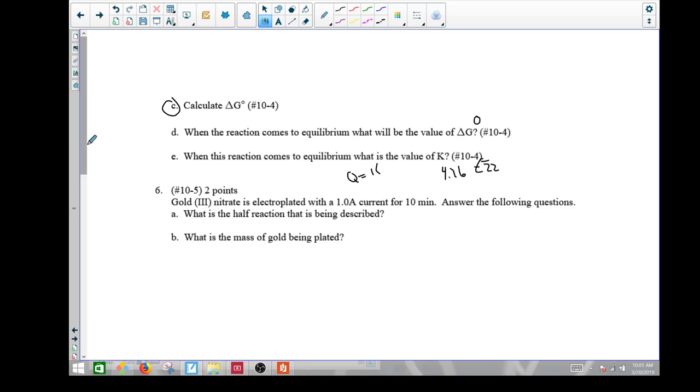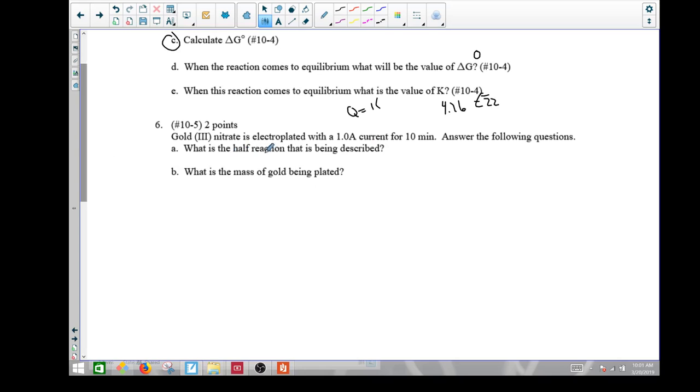Now we have a problem here. We have gold 3 nitrate electroplated with 1 amp for 10 minutes. My question is, what's the half reaction? We're taking Au plus 3 electrons equals Au solid. What's the mass of the gold being plated? Again, try these before you get to it. But here we go.